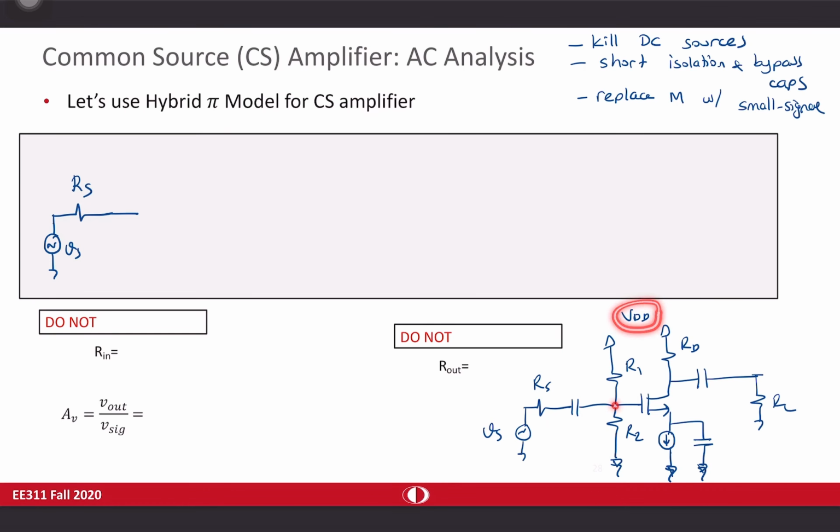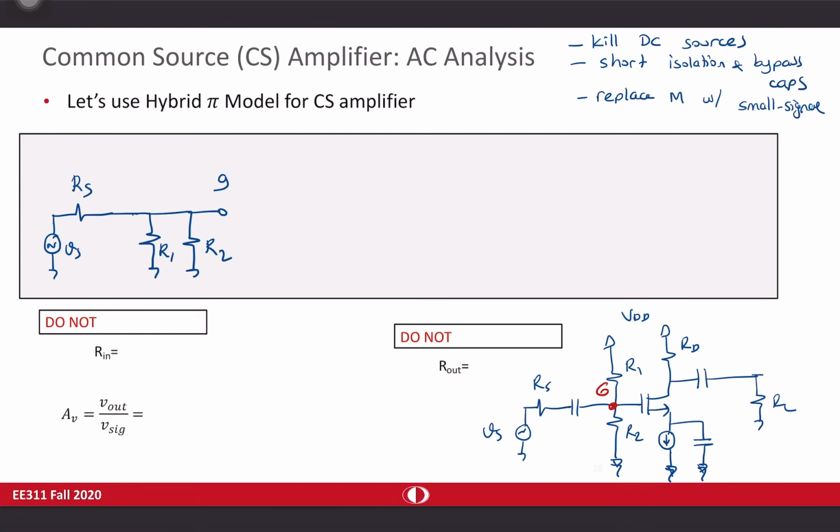If I short it, this node will be ground in AC. Therefore, I'm going to put R1 and R2 as this. Why? Because I killed DC sources. The supply is killed. Now I reach the gate of the transistor. So this is gate point.